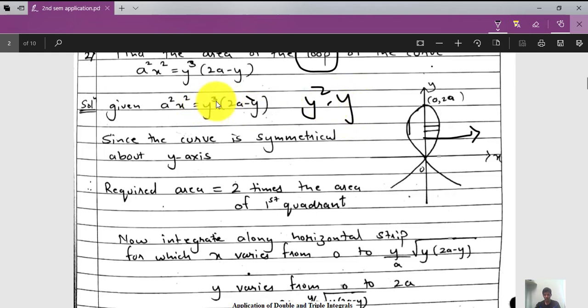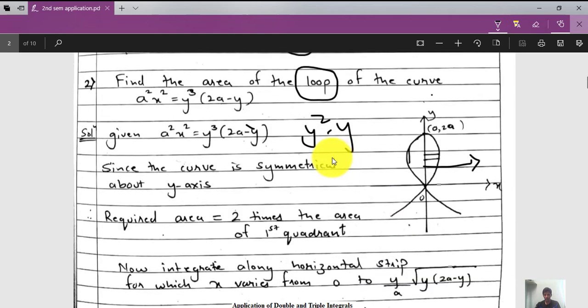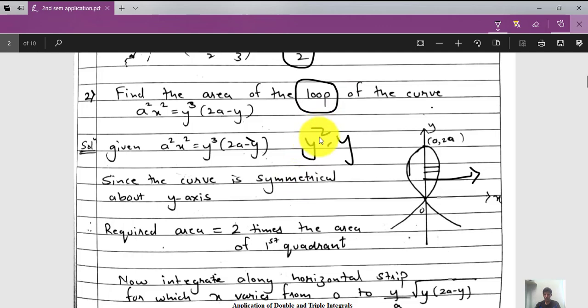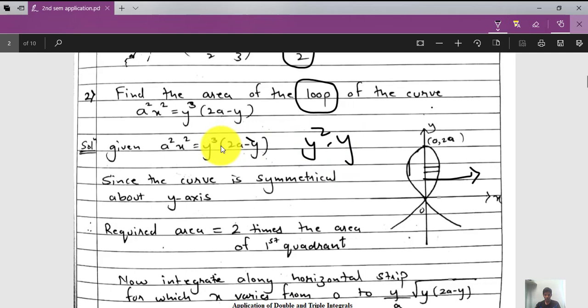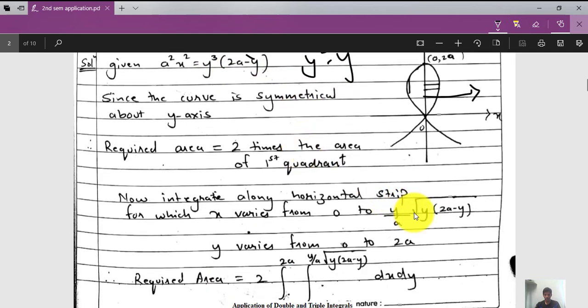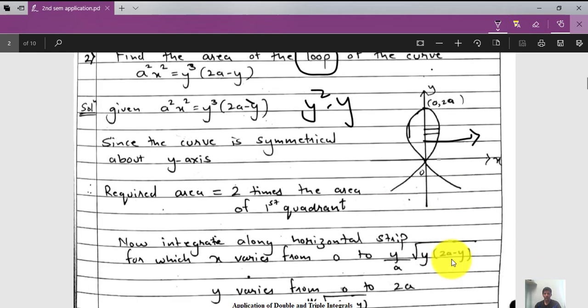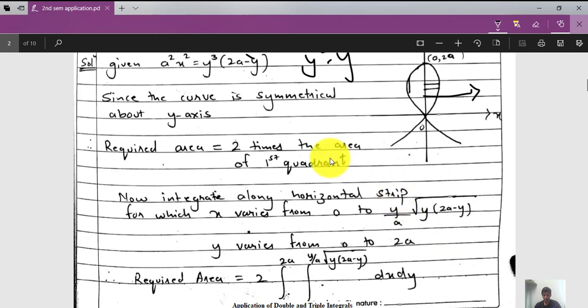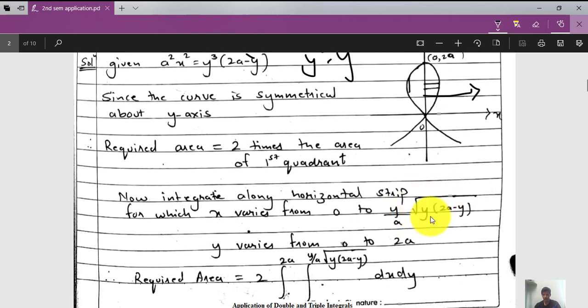If I am splitting this y cube in terms of y square divided by y, then if I take the square, this turns out to be y, and then y and y again, it turns out to be y square. So here it is y by a into y divided by a, because y square turns out to be y, and the square root sign will go inside, so it is y by a times the square root of y(2a minus y), right?